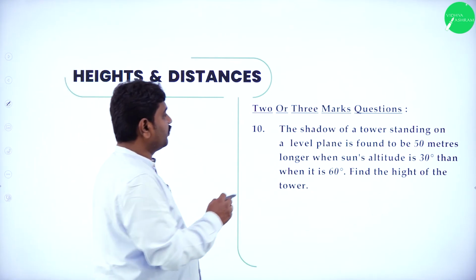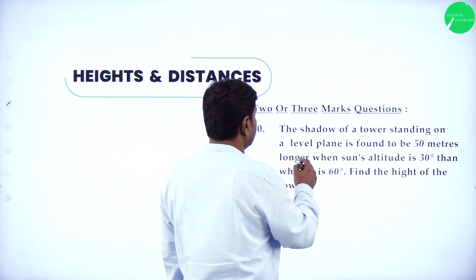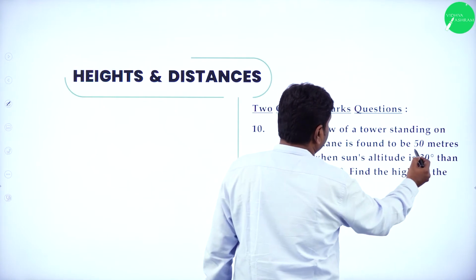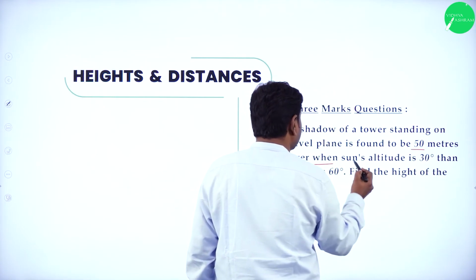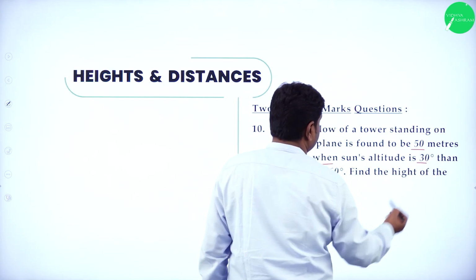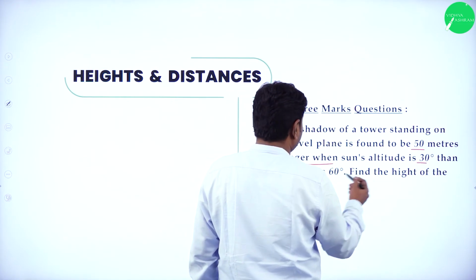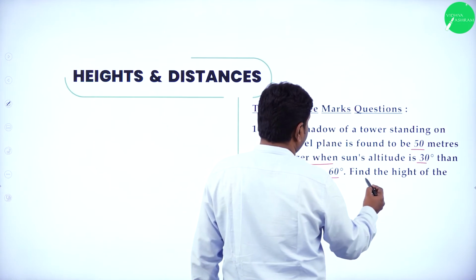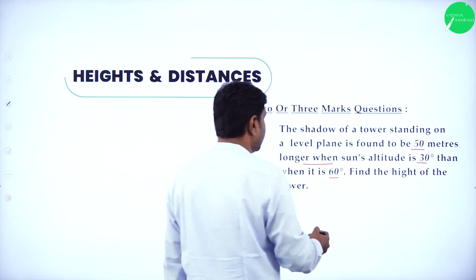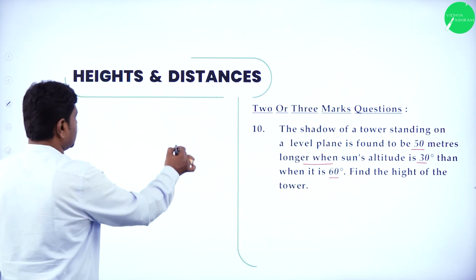And the shadow of a tower standing on a level plane is found to be 50 meters longer when the sun's altitude is 30 degrees than when it is at 60 degrees. Find the height of the tower. So let us take a tower.